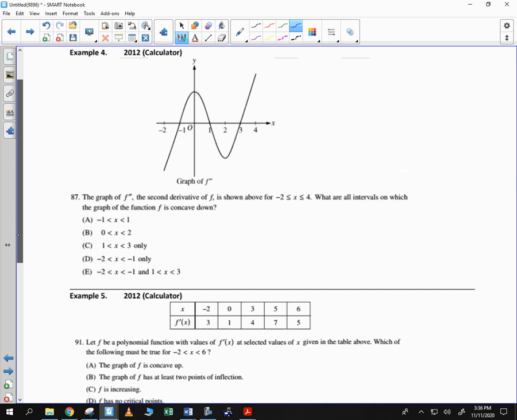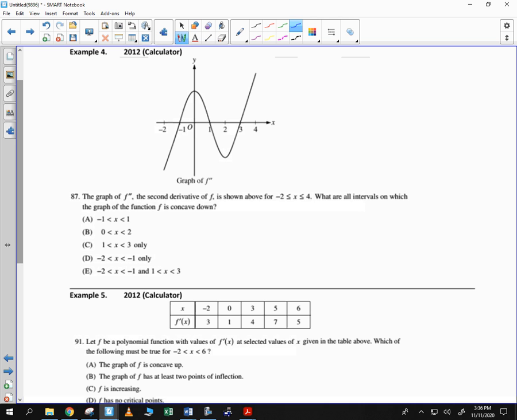The graph of f double prime is given. When is the function concave down? So again, we're given f double prime. So I'm looking, where is f double prime less than 0? Well, f double prime is less than 0 here and here.